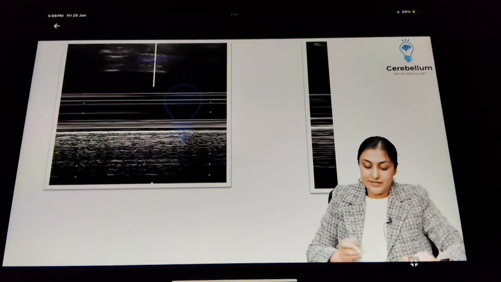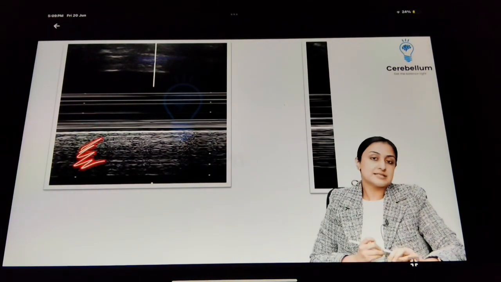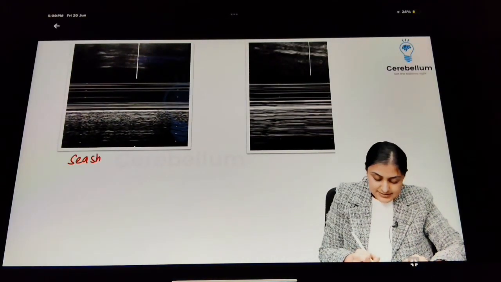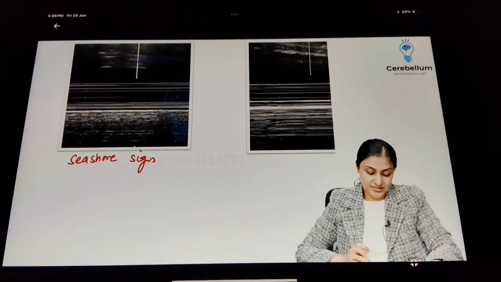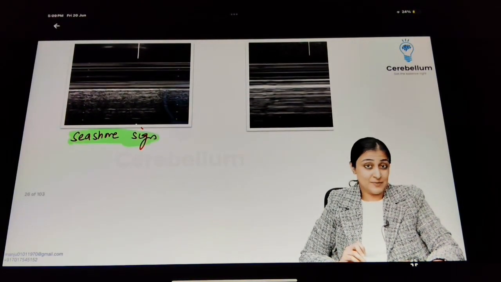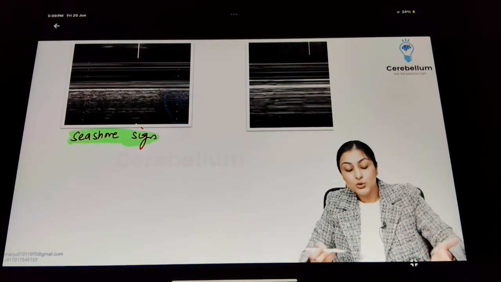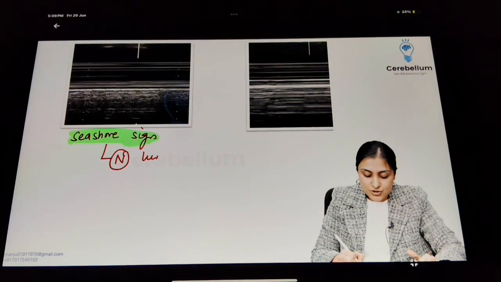Look at this. When we see that there are these lines, and then there is this granularity, this is what we call the seashore sign. These are the waves of the ocean and this is the beach. When do you go to a seashore? When do you go to Goa? Do you go during exam time or do you go during normal times? After exam, we go during normal times. That's the correct answer. So seashore sign is seen in normal.